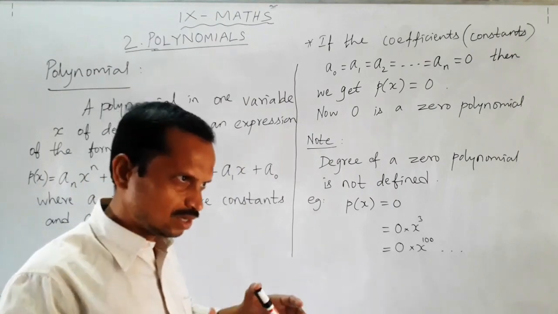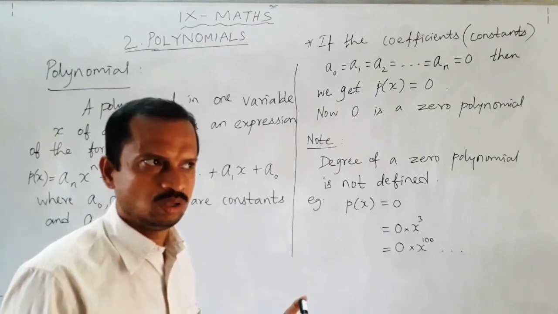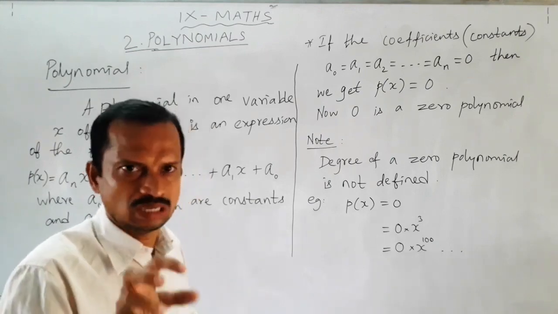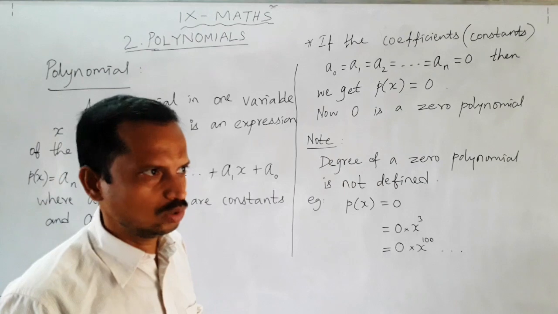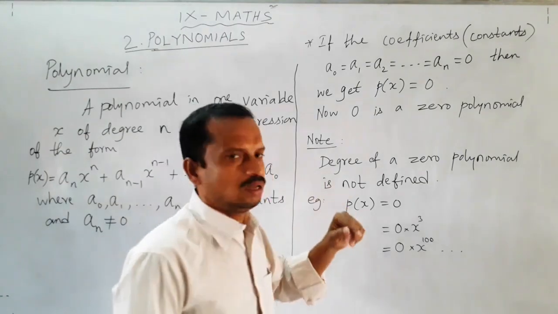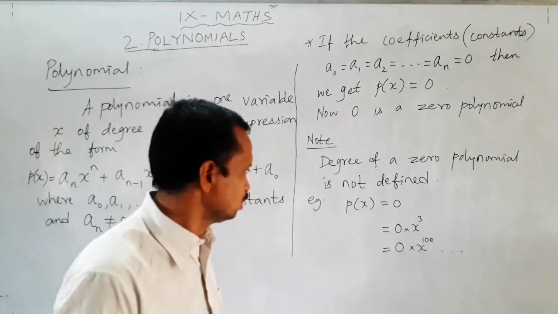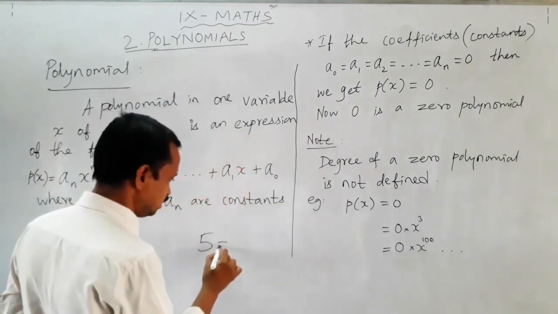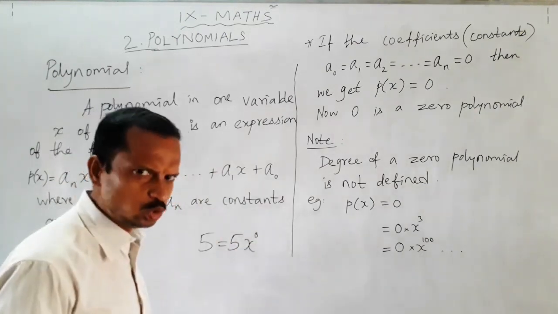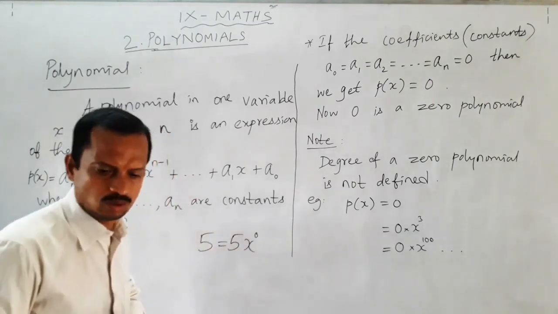Clear? If it is non-zero, non-zero means what? Other than 0: 5, minus 2, 11, 25. So these are non-zero, and non-zero is nothing but a constant polynomial. Already I told you, other than 0, everything is a constant polynomial. Now we see the degree of the constant polynomial is 0. Because if 5 is a constant polynomial, then we can write this as 5 into x power 0, or any variable you can put, but the exponent should be 0. Then x power 0 is 1, therefore 5 into 1 is 5. So like that you have to understand clearly.